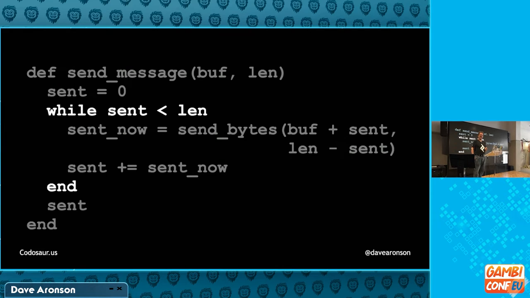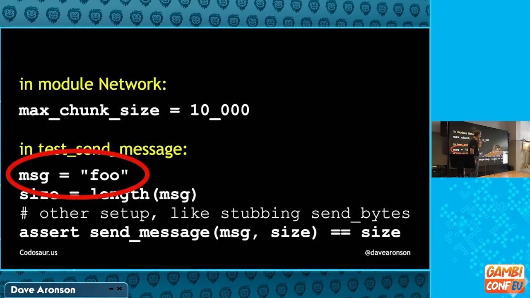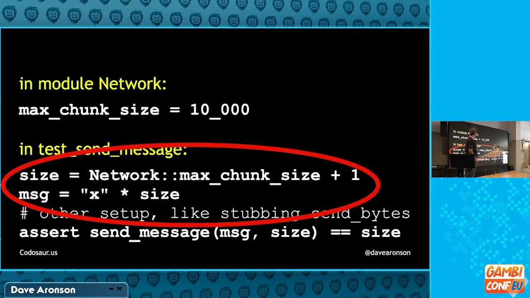So how did that happen? There are lots and lots of ways, but the most likely is we just didn't bother. For instance, we have a maximum chunk size of 10,000, and yet we're only testing with a tiny little 3-byte message. The obvious fix is to just deliberately use a bigger message, and with this assumed setup, we can make one trivially, just take the chunk size, add one, make that big a message, and away we go.